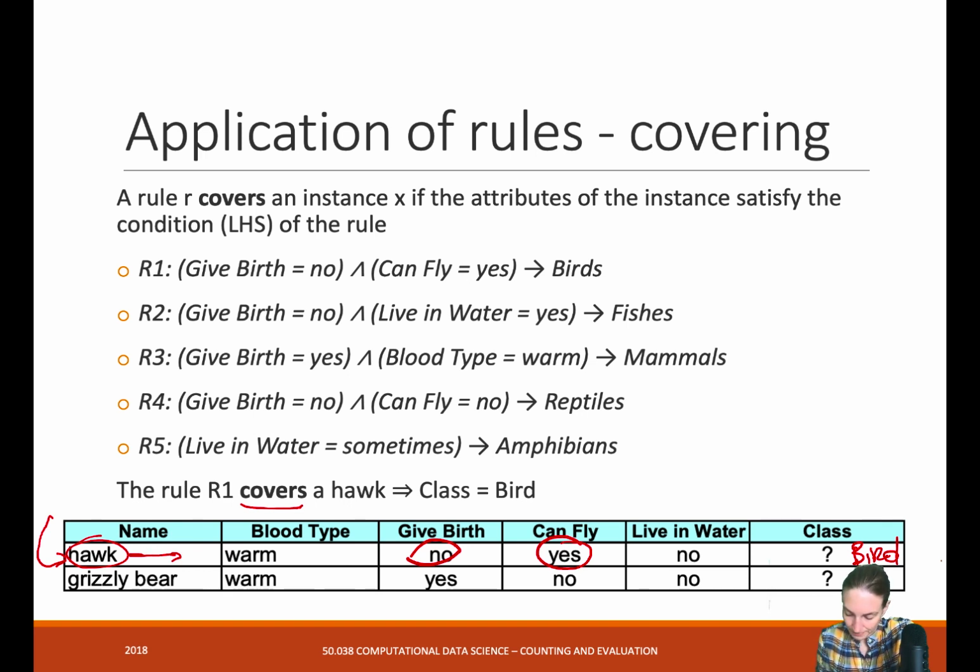So rule 1 covers the instance hawk. Grizzly bear. What rule covers grizzly bear? I think that rule 3 covers grizzly bear because the blood type, gives birth, yes. Blood type is warm, yes. So it is a mammal. So this is the concept of covering.